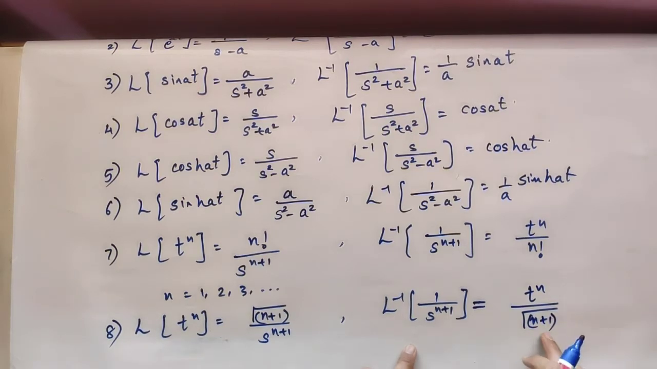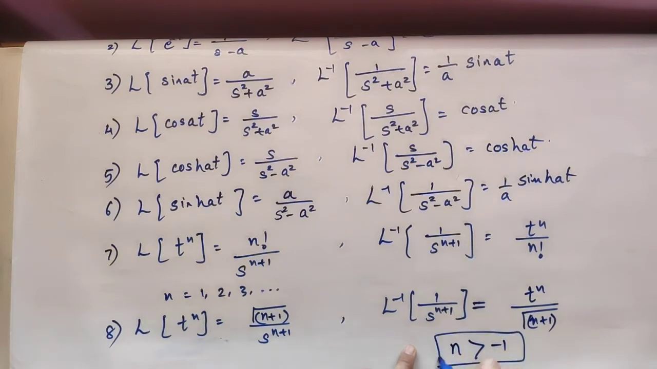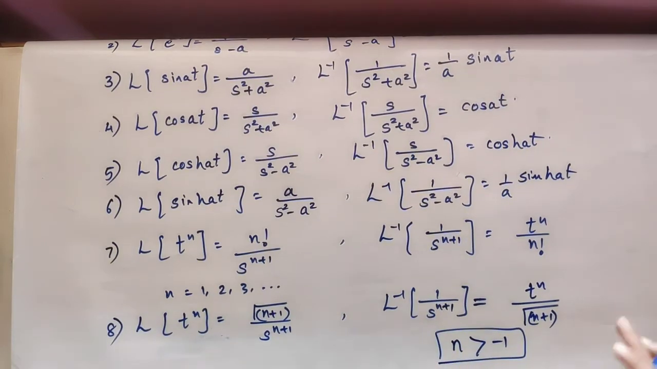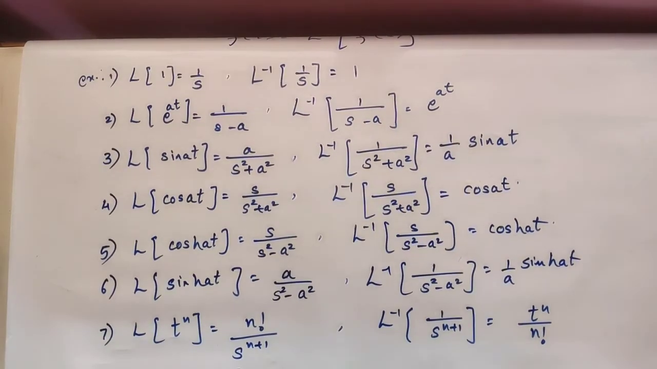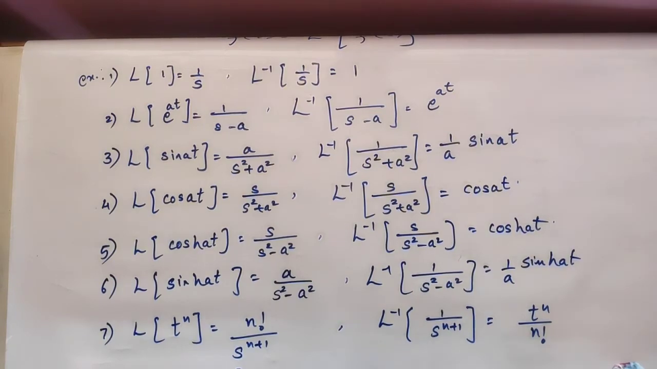The denominator should not turn to 0, because if it turns to 0, you know that gamma of 0 is not defined. So we have to take n to be greater than minus 1. This condition is a must for this last formula. Okay, these are all the inverse Laplace transforms that you need to remember. We'll be working with some problems on this. Just pay attention, all of you.